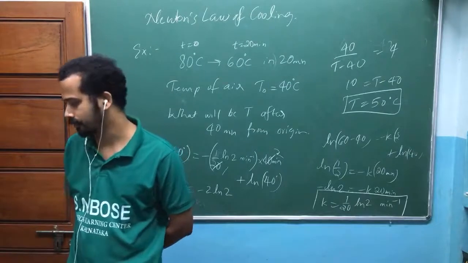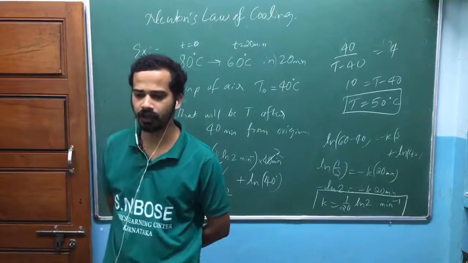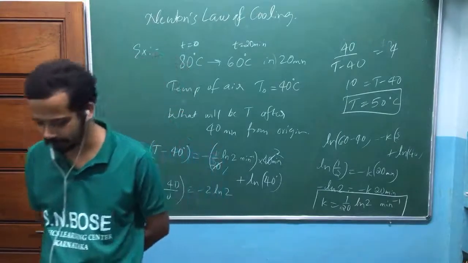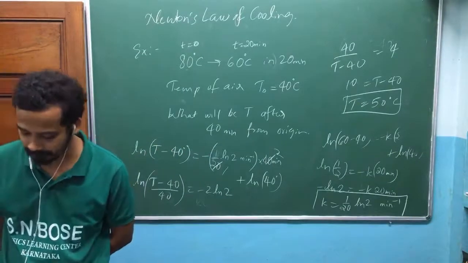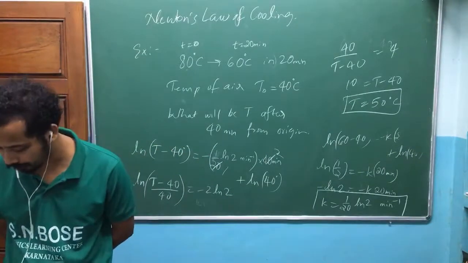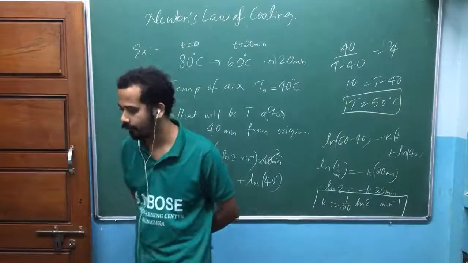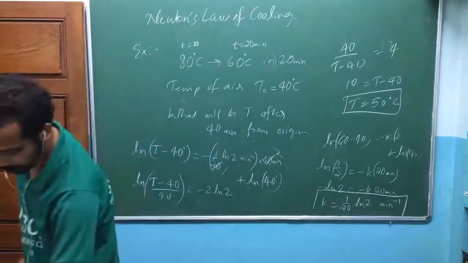If time is given in minutes, you should take k in per minute, so that the dimension is balanced. The substance goes down from 100 degrees Celsius to 70 degrees Celsius in 15 minutes. Find when the temperature will be 40 degrees Celsius.